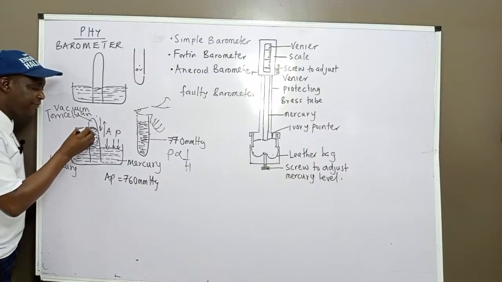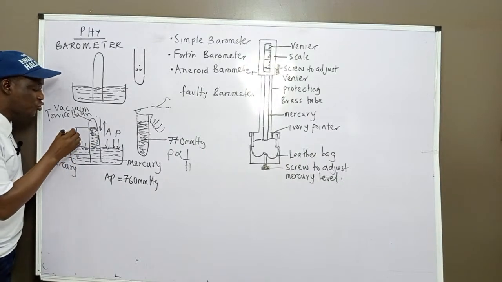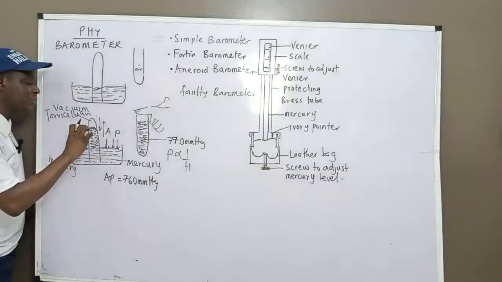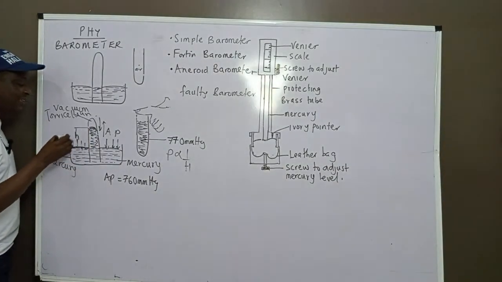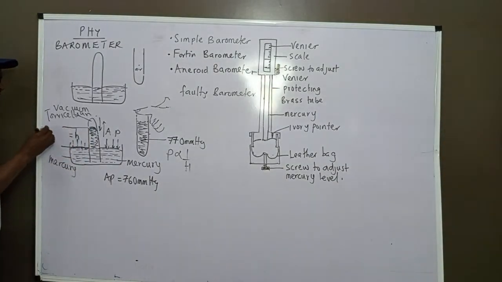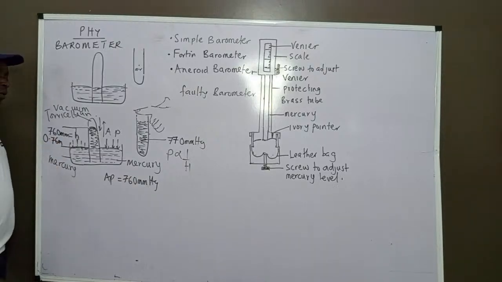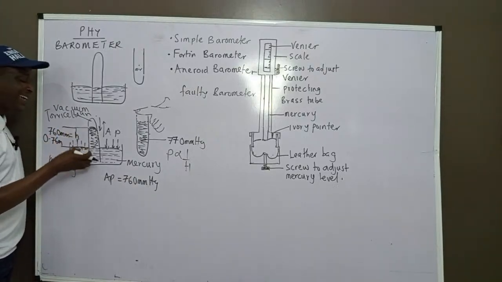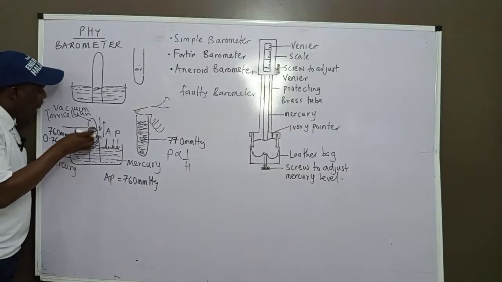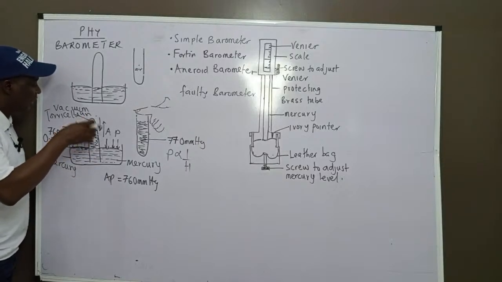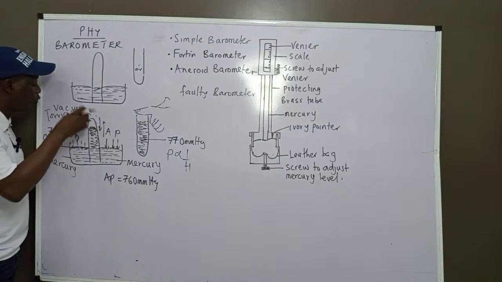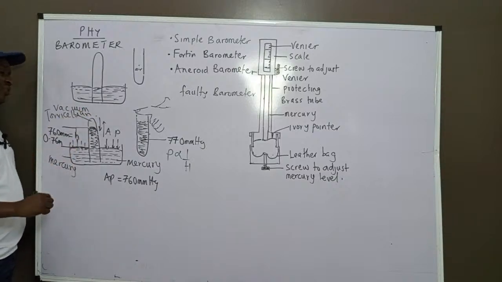Now, it will fall and it will stop, it becomes stable at the point where the mercury height is 760 millimeter, or 0.76 meter of mercury. Because at that point, the atmospheric pressure and the pressure of the mercury column in the tube will be balanced.